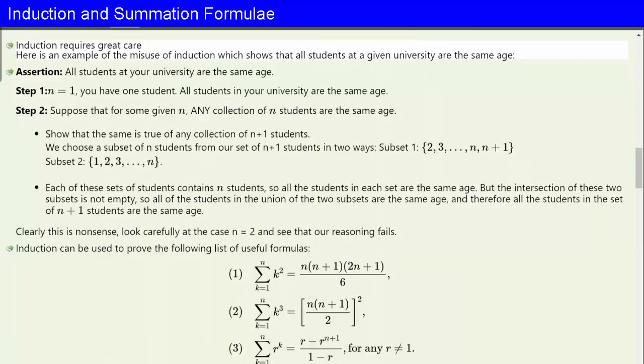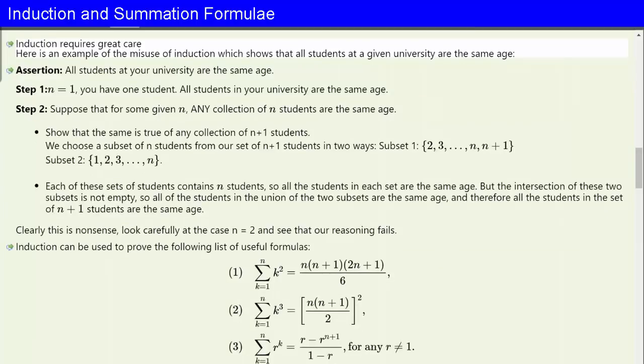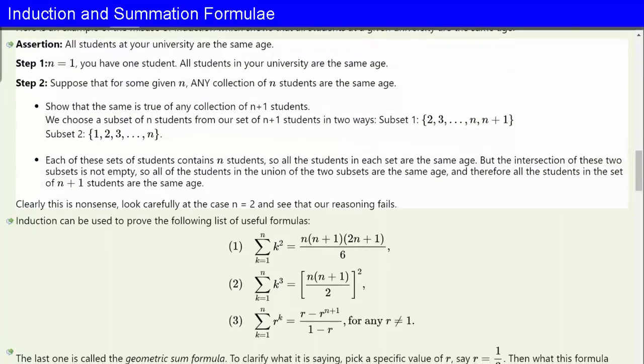Do you have to be careful? You bet. Here is an example of the misuse of induction, in which we will show that all students at a given university are exactly the same age. The example is in essence due to the famous George Polya. So the assertion is that all students at any given university are the same age.